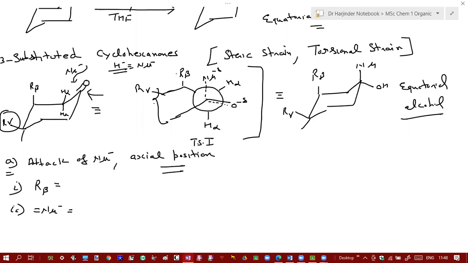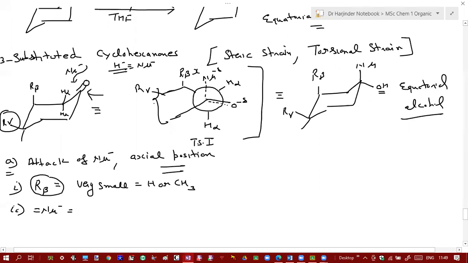The bulky group and the nucleophile. There is a strong steric interaction between this substituent at the beta carbon and this nucleophile, repulsion between them. So this kind of transition state is possible, even though your alcohol is more stable and your OH group goes to the equatorial position, only if your substituent group is very small. That means either it is hydrogen or simply methyl.